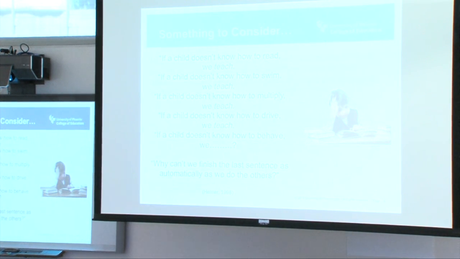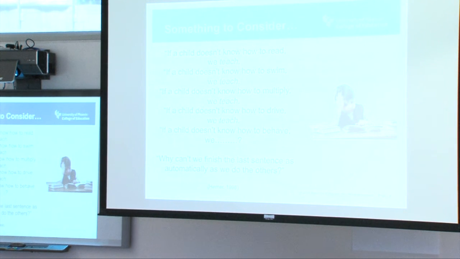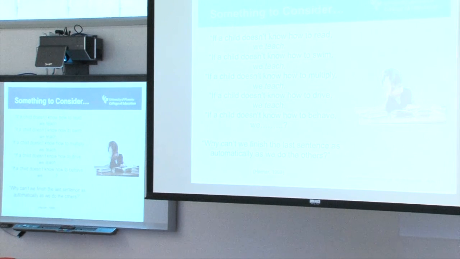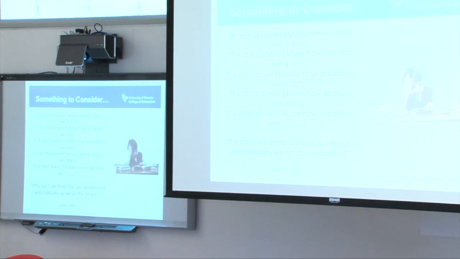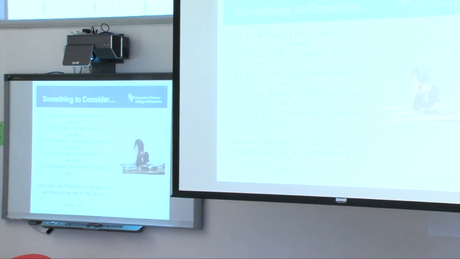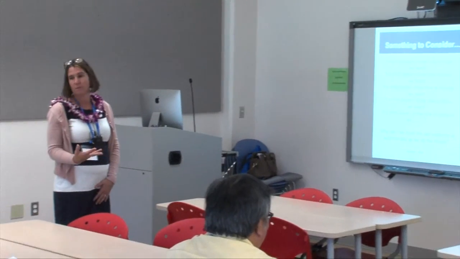So something to consider. We know that if a child doesn't know how to read, we teach them. If a child doesn't know how to swim, we teach them. If a child doesn't know how to multiply, we teach. If a child doesn't know how to drive, we teach. If a child doesn't know how to behave, we try to teach, right? Why can't we finish the last sentences automatically as we do the others, though? What gets in the roadblock? What gets in the way of the behaviors? What's happening? Different, and they learn differently. They do learn differently, right? Good. So I'm going to offer you some strategies on that today.